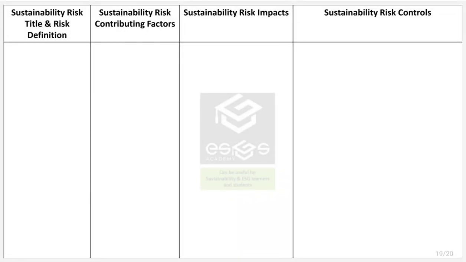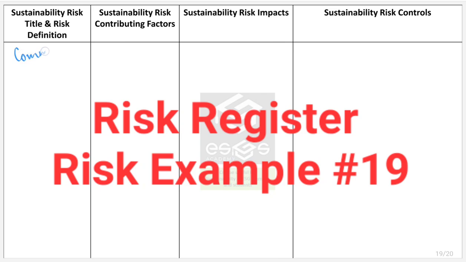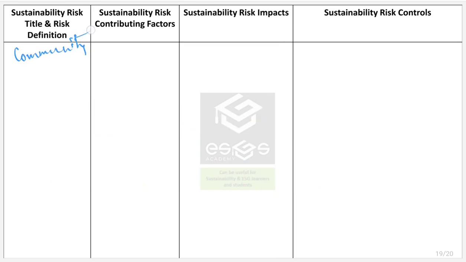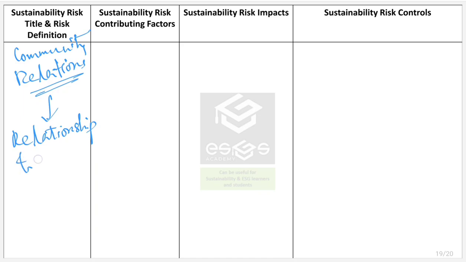So let us take an example of a new title of the sustainability related risk. The title is community relations related risk. The risk definition can be, we can say, relationship and impact on local communities.